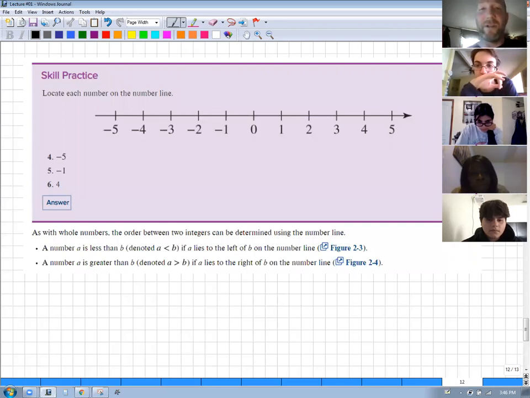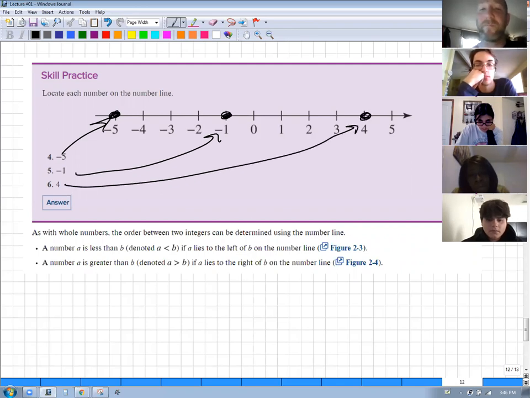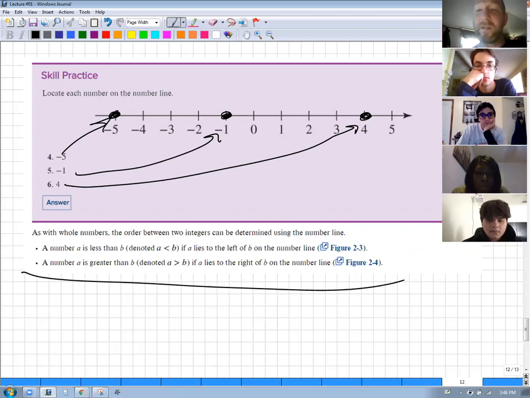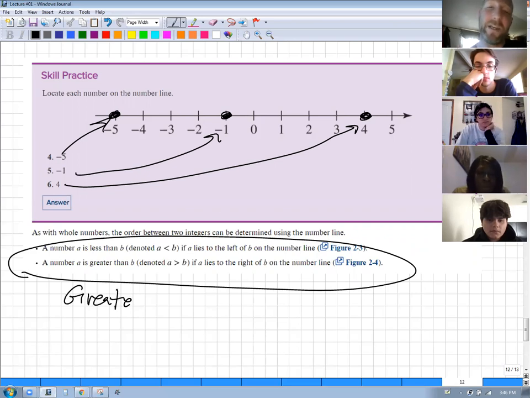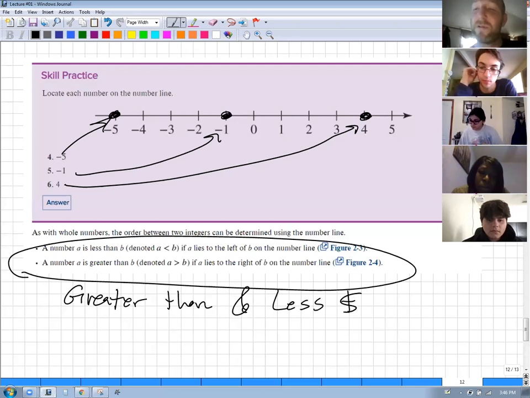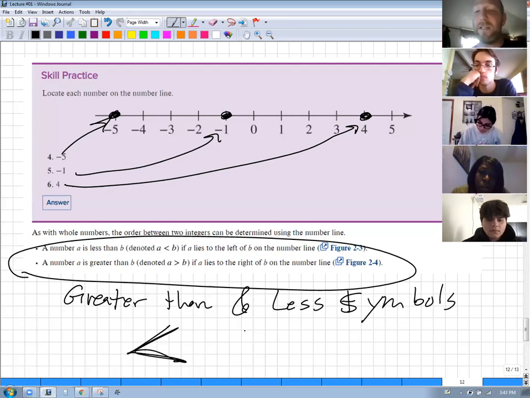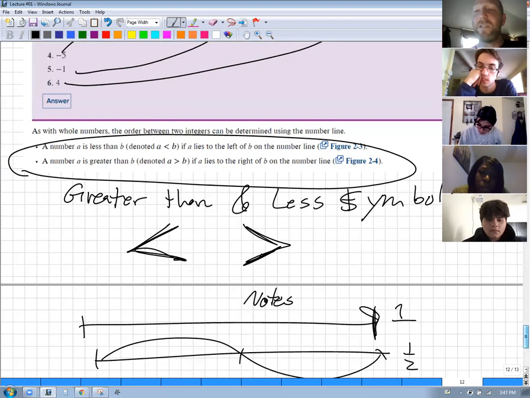All right, locate each number on the number line. A negative 5, boom. That's where that is. Negative 1, boom. And a 4, boom. As with whole numbers, the order between two integers can be determined using the number line. So which one's bigger than the other? So here's our greater than and less than symbols. So here's something else you need to know. This and this. So which one is which?